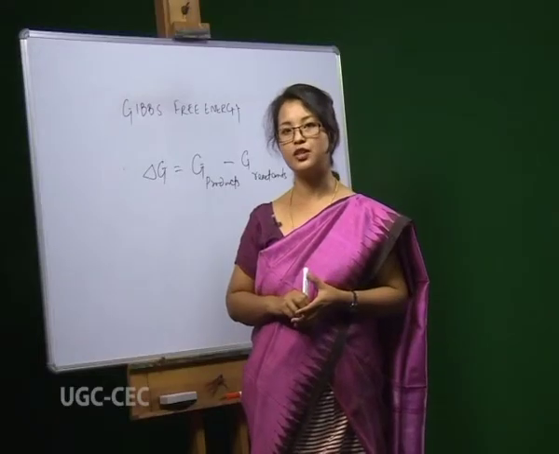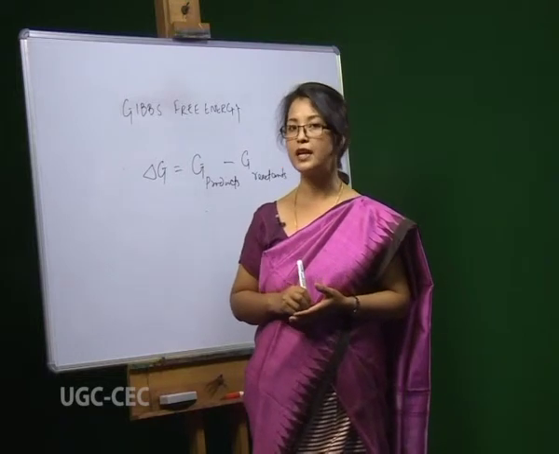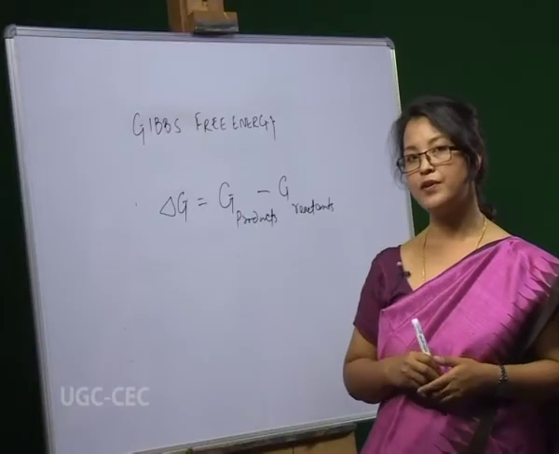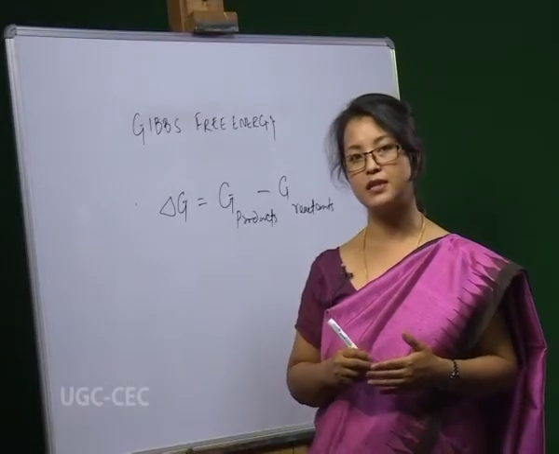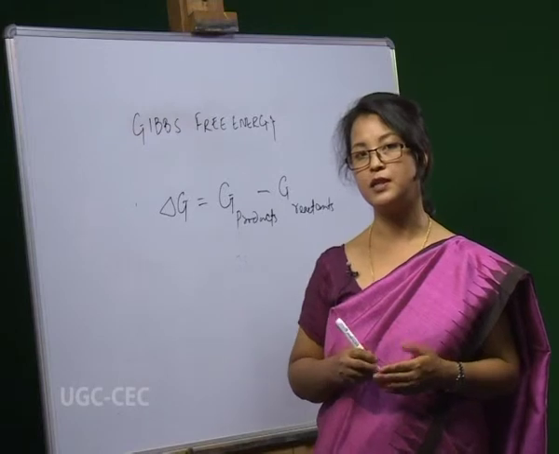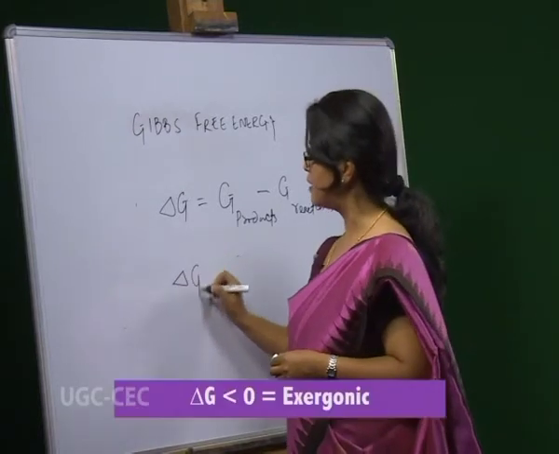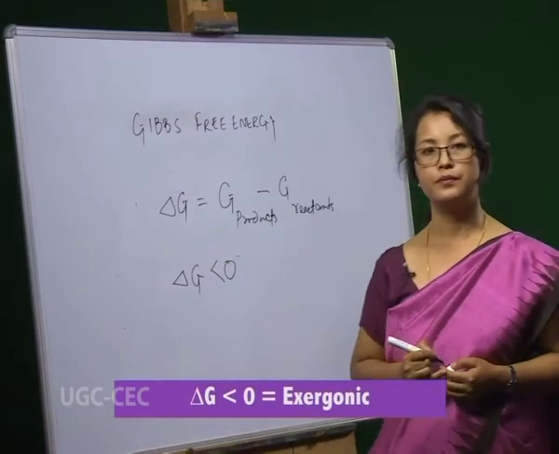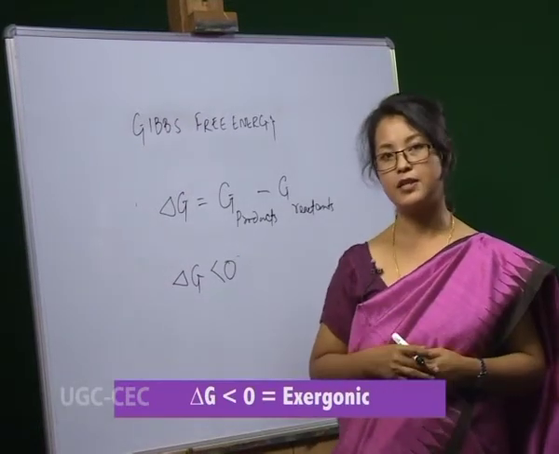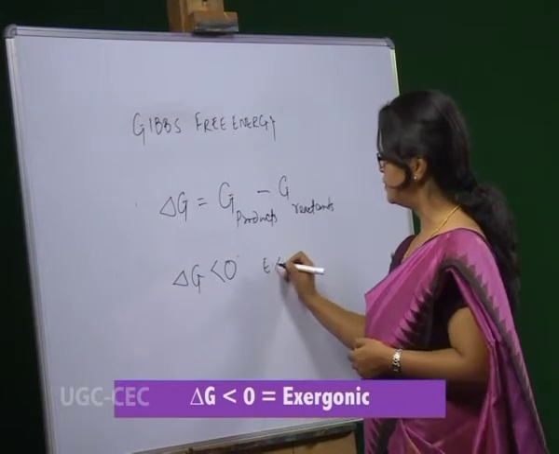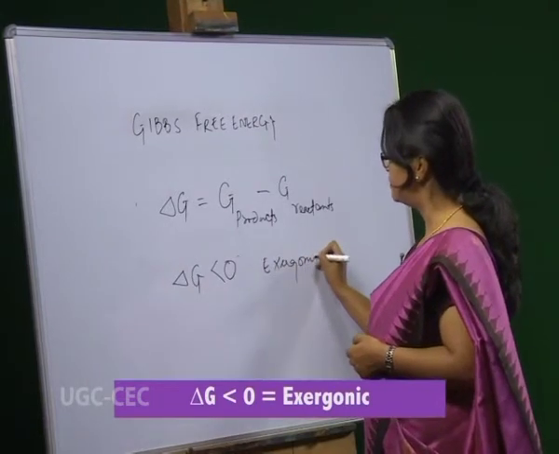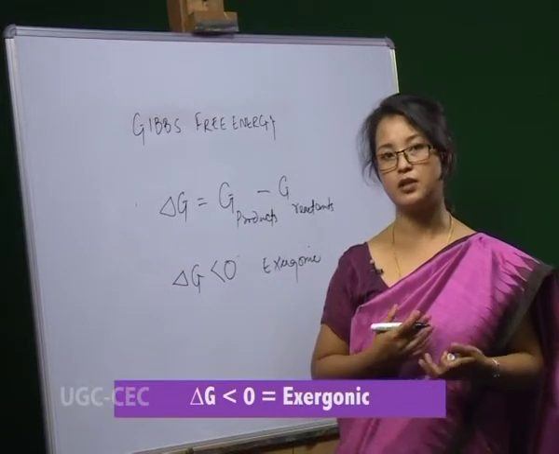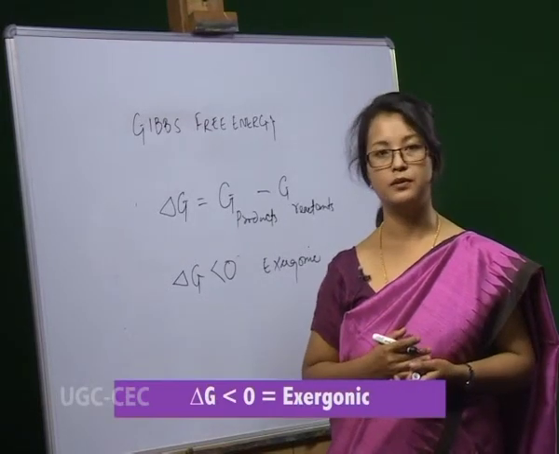The relation of delta G to the direction of any chemical reaction can be summarized in three statements. First, when a reaction proceeds spontaneously with the release of free energy, delta G has a negative value, and the reaction is said to be exergonic. A reaction with negative delta G is called thermodynamically stable.